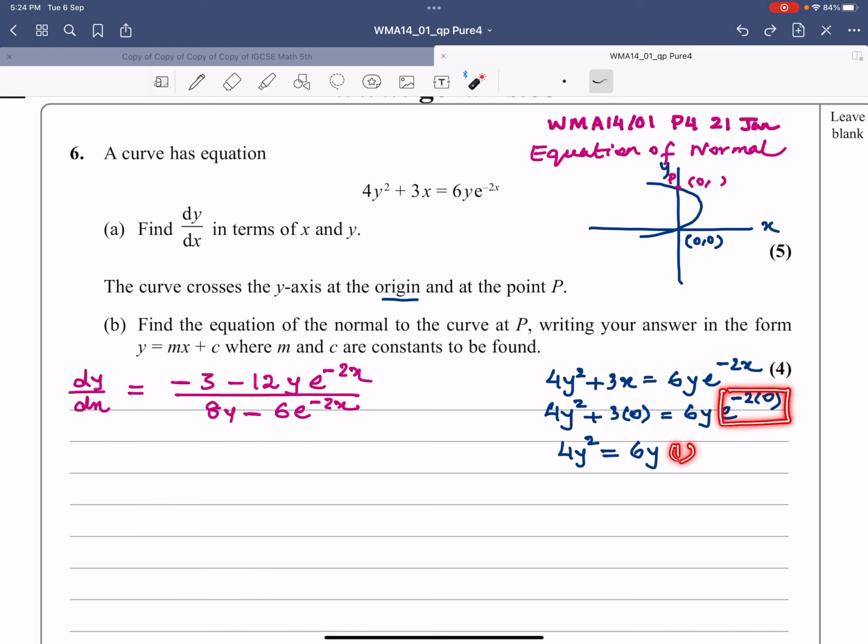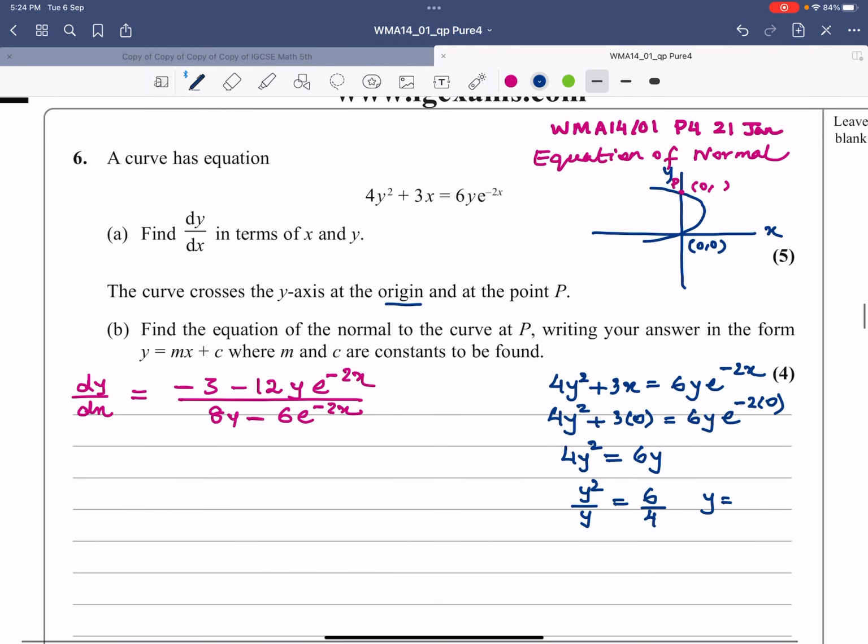So this is into 1, which is 6y. Now we can divide the y squared with the y and divide the 6 with the 4, and the y squared gets cancelled with the y. We have y is equal to 1.5. So here we find out the y coordinate of the point P. So we have the y coordinate, which is 1.5.